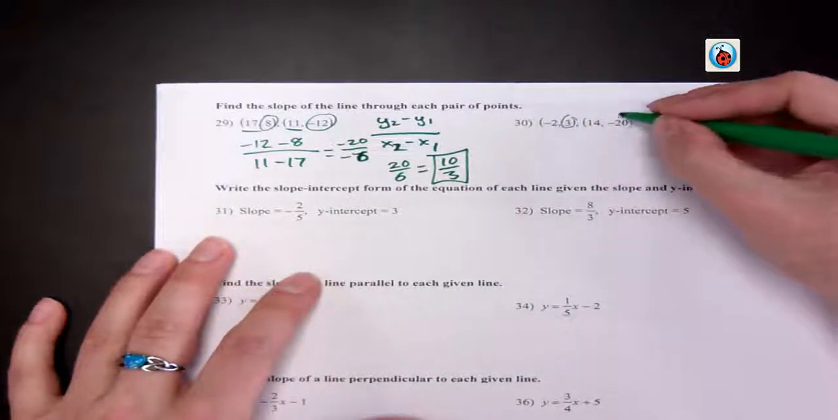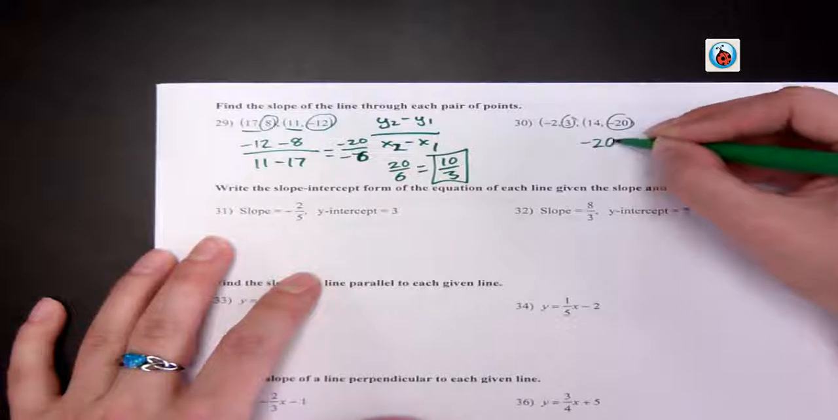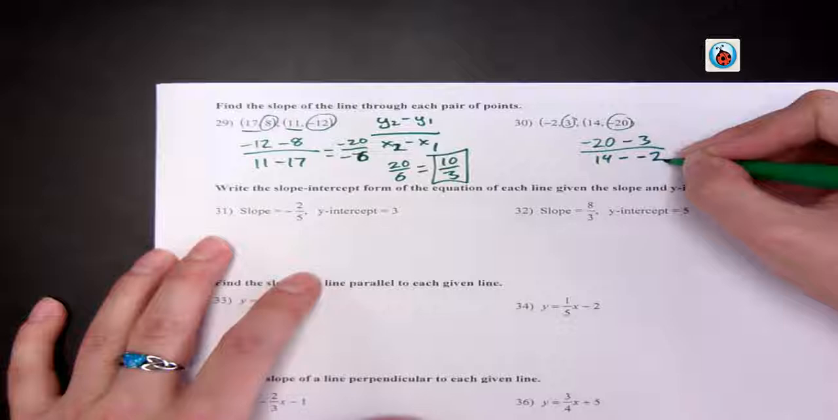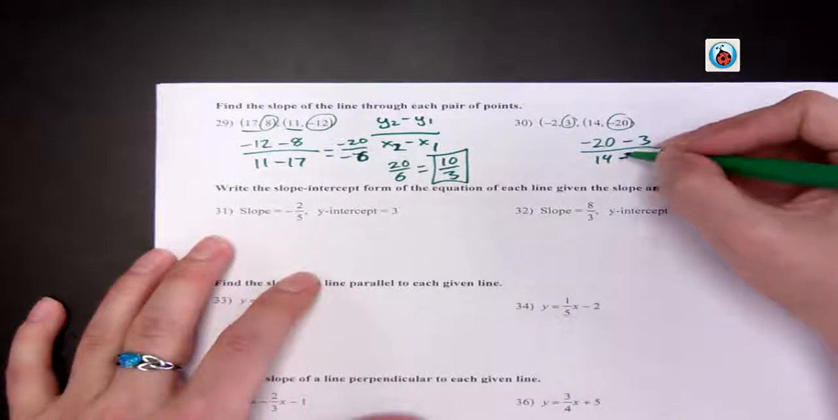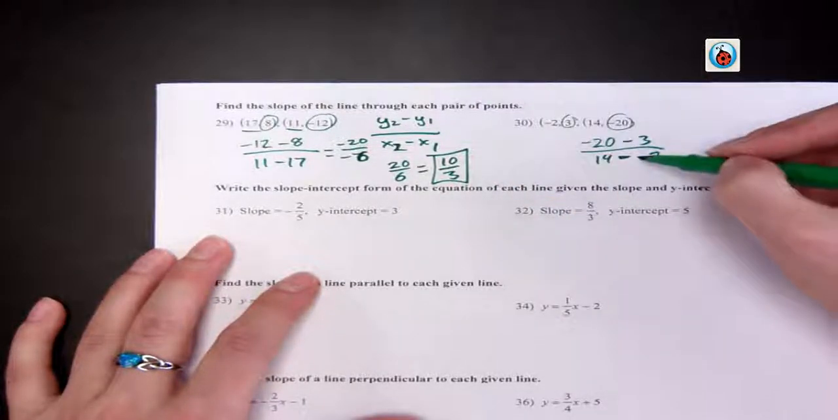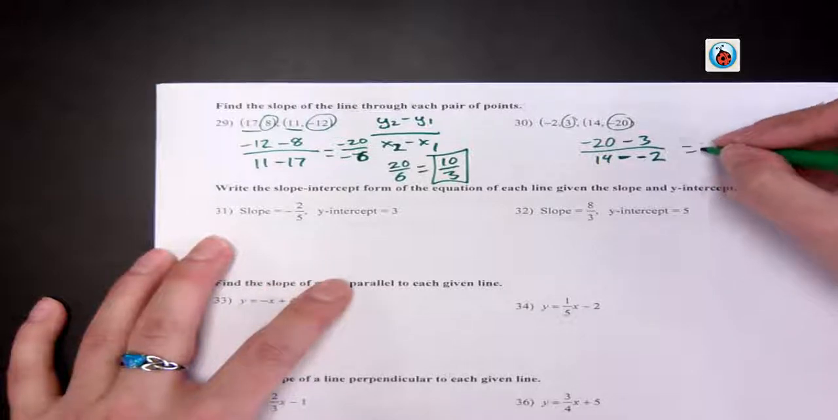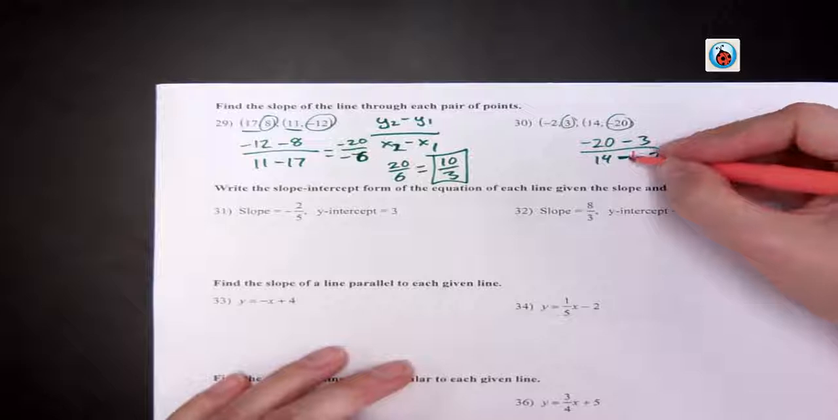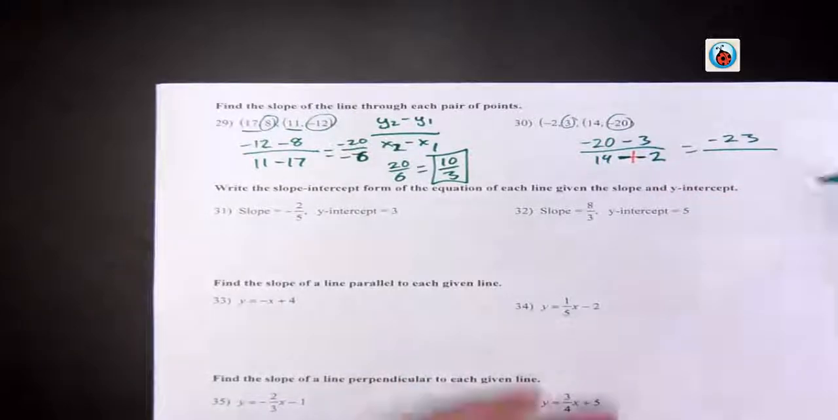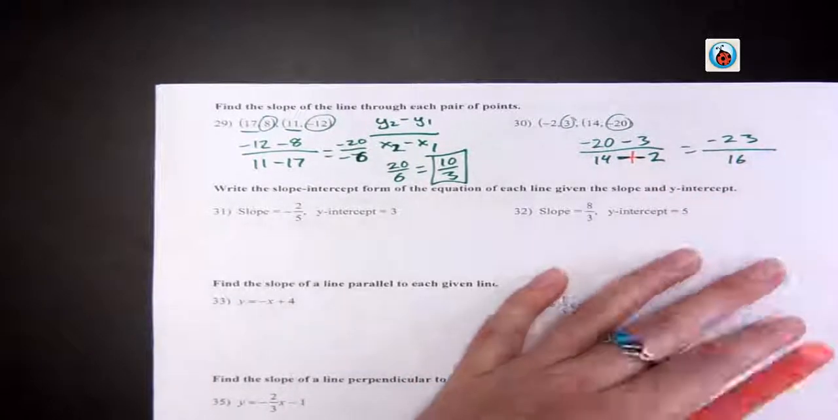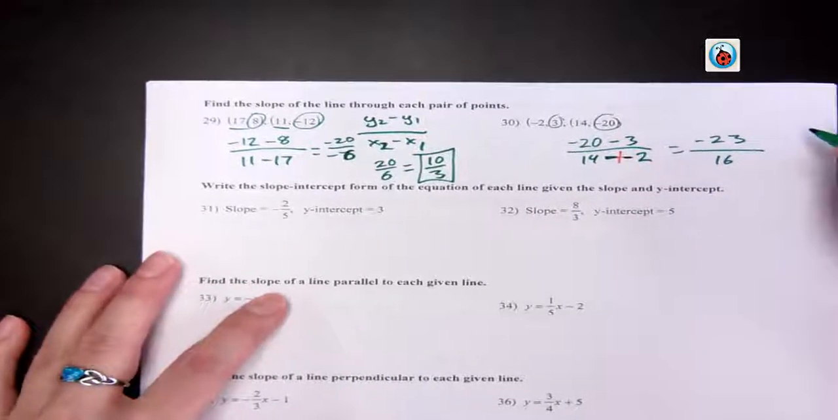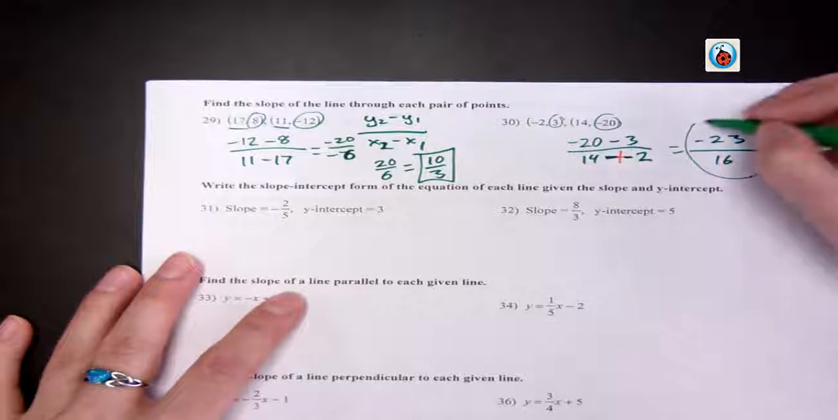Alright, next I do this one, -20 minus 3, and 14 minus -2. Remember, always keep the minus in the formula and the minus if it's a negative number. So that gives me -23. This changes to a plus. So -23/16. And that does not simplify, so that's my answer.